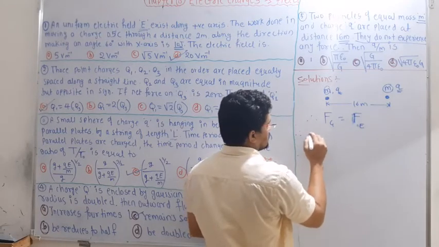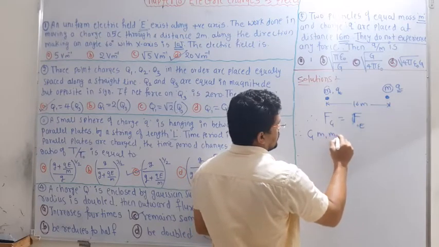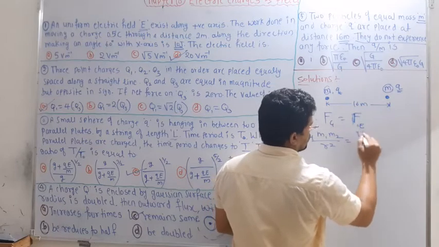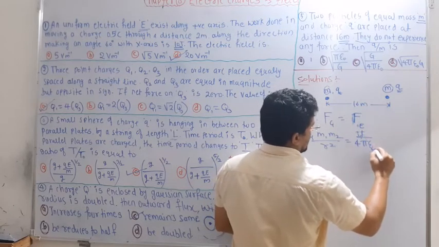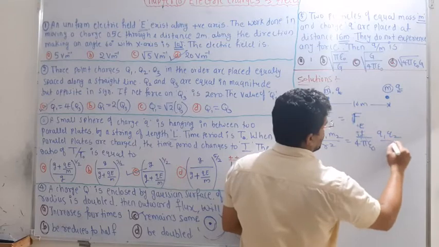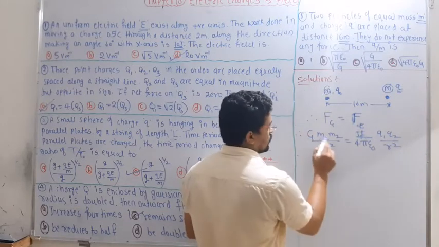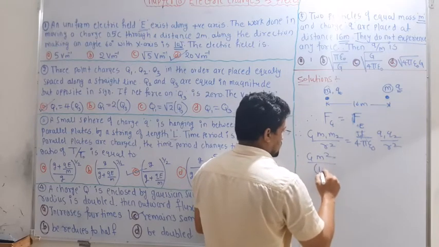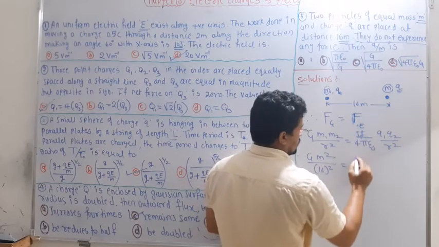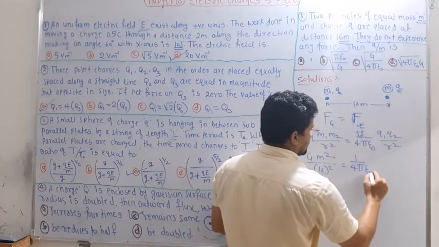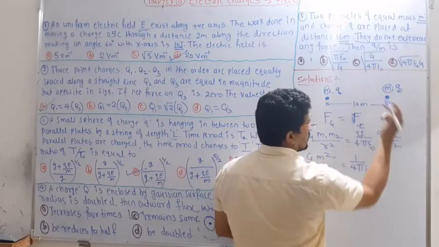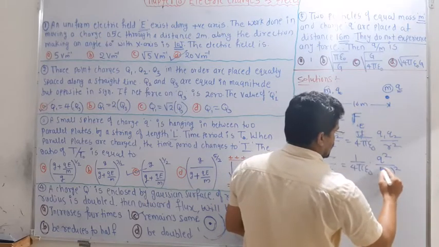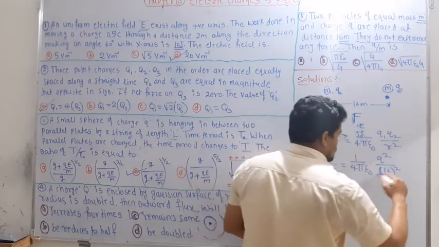Gravitational force is G m1 m2 by r square, equal to the electrostatic force, 1 upon 4 pi epsilon naught q1 q2 by r square. Here m1 and m2 are both the same mass, so it becomes G m square, and r square is 16 the whole square, equal to 1 upon 4 pi epsilon naught. Here q1 and q2 are the same, so it becomes q square, and r square is again 16 the whole square. So 16 cancels out.